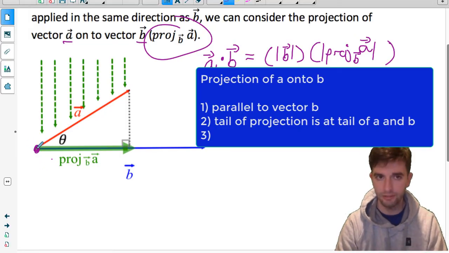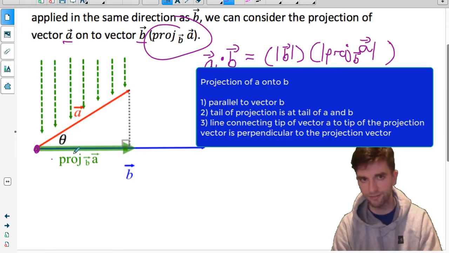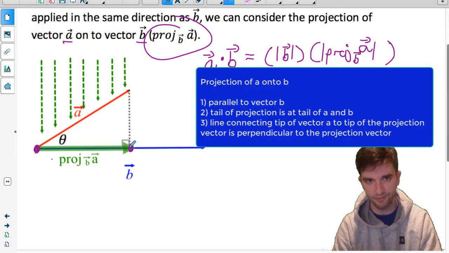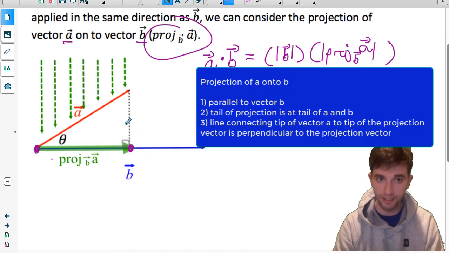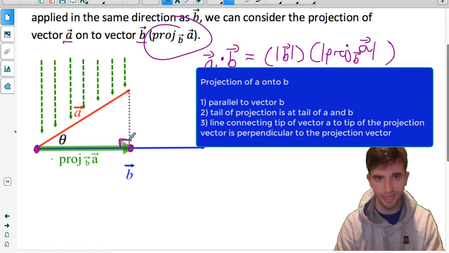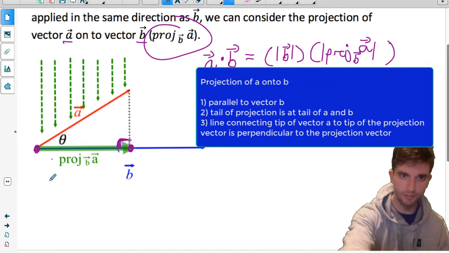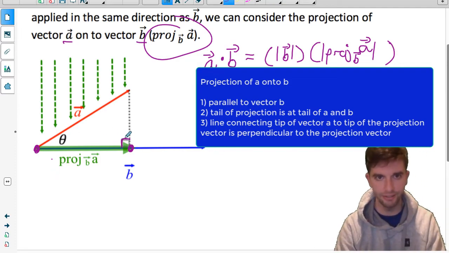The third property, since we know where the projection vector starts, we have to know, well, where does it finish? How do we know that the tip of the vector finishes right here? I know it finishes there because if I were to connect the tip of vector A, the vector that we're projecting, onto the tip of the projection vector, it has to form a 90-degree angle. That's what makes it a vector projection. That's why sometimes it's called an orthogonal projection, because of that 90-degree angle.